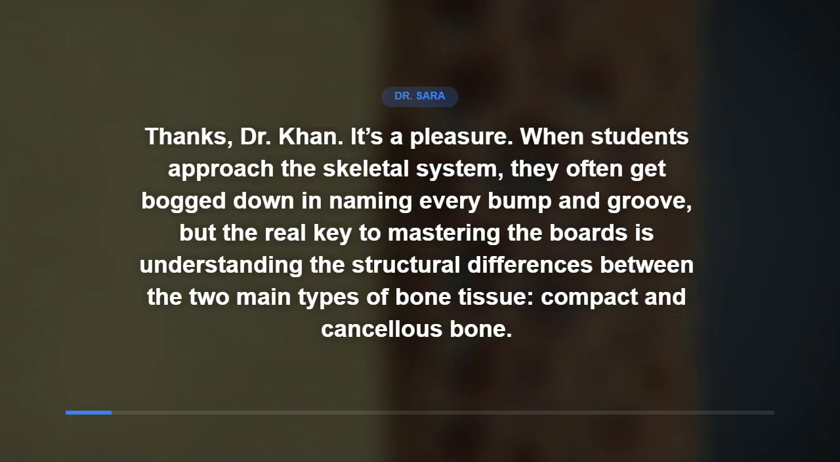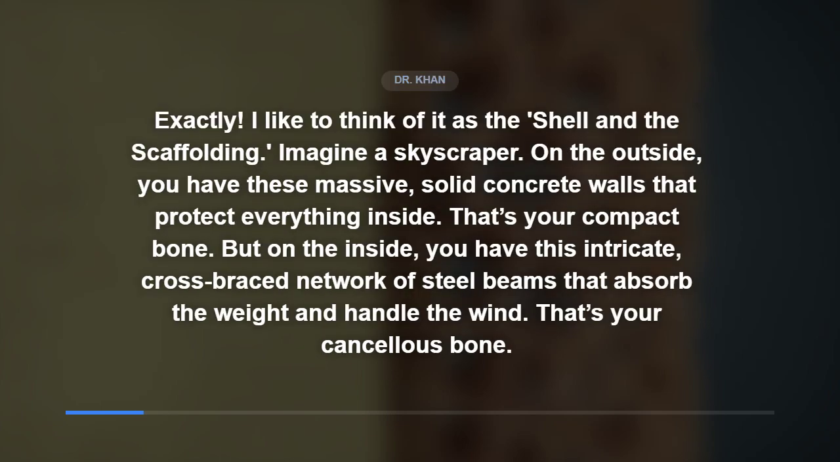It's a pleasure. When students approach the skeletal system, they often get bogged down in naming every bump and groove. But the real key to mastering the boards is understanding the structural differences between the two main types of bone tissue, compact and cancellous bone.